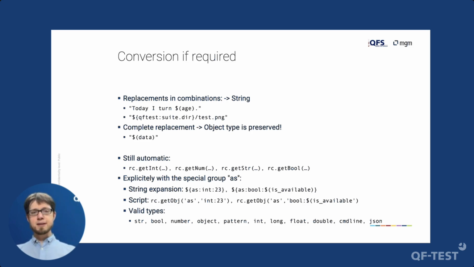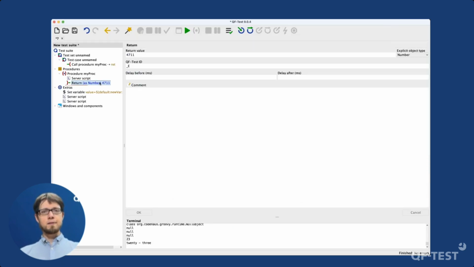And there is a special group which is called as, and this special group allows you to convert data explicitly from one type to the other. For example, if you want to have the string 23 always expanded as a variable as an integer, you can use rc dollar and then in curly braces, as:int:23, and you have an automatic conversion. By the way, we have already seen this. If I write as number here, internally it does the same.